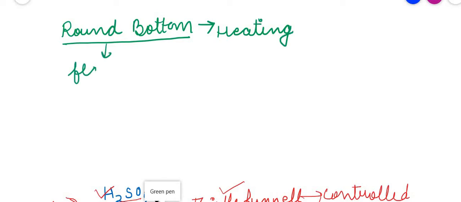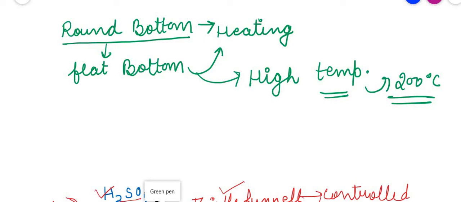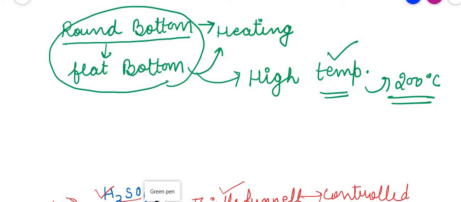You can write either flat bottom flask or round bottom flask, both are used for heating, because round bottom flasks are normally used to heat at high temperatures, and here we require a temperature of almost 200 degrees Celsius. For such high temperature heating we require a round bottom flask or flat bottom flask. Clear? And this reaction clearly indicates the acidic nature of sodium hydrogen sulfate also. Clear? Now next is sodium chloride.